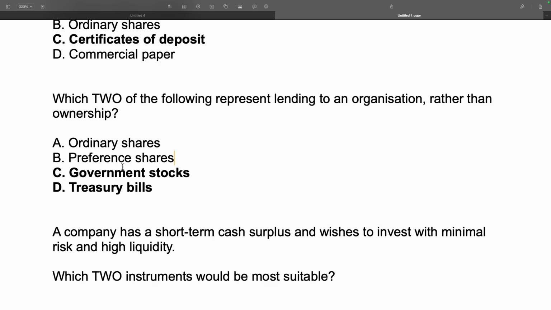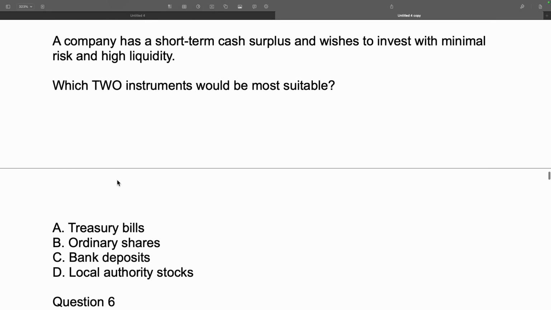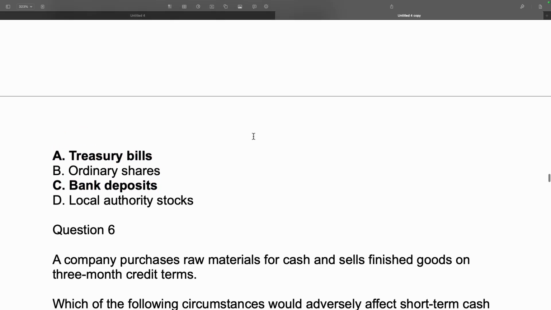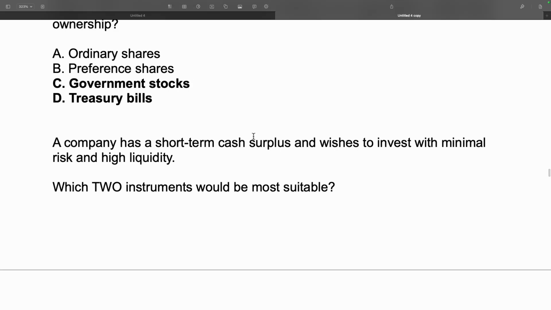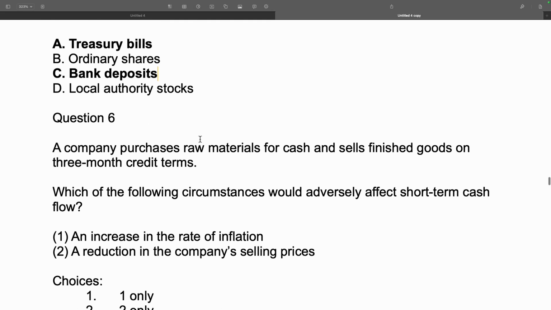A company has short-term cash surplus and wishes to invest in minimal risk, high liquidity. So when you want to invest with minimum risk and high liquidity, treasury bills are a good idea. Bank deposit is a good idea. Those are minimum risk and high liquidity, but no high returns.